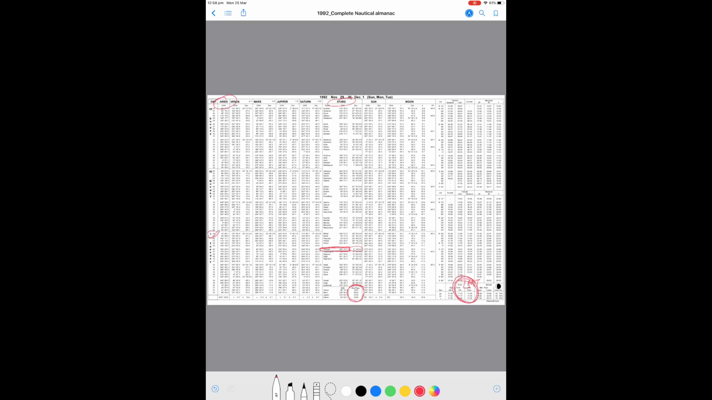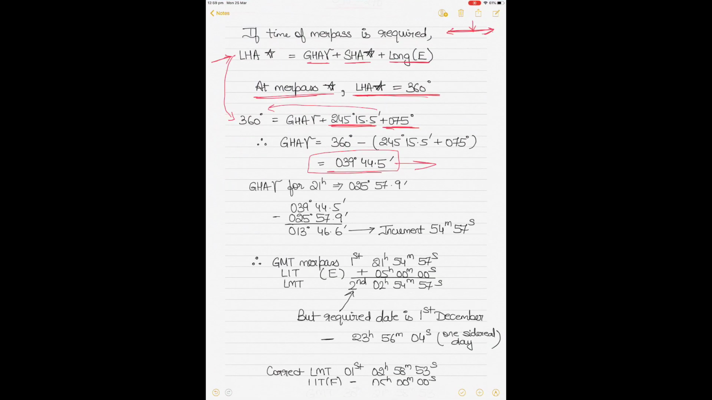is somewhere here, 2100 hours, when it is 25 degrees 57.9, because after that it's 41 degrees. That's more than the GHA required. So the closest I come is here at 2100 hours, at the value of 25 degrees 57.9. The next value would have been 41, which would have been more than the GHA Aries.